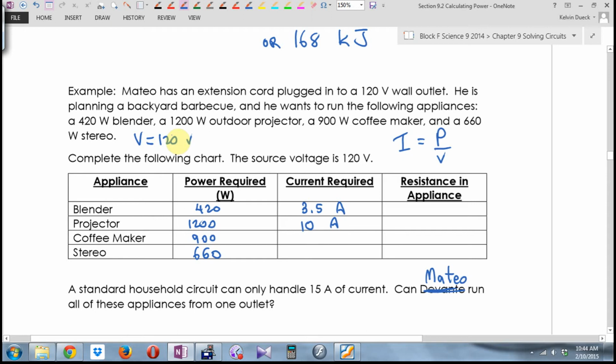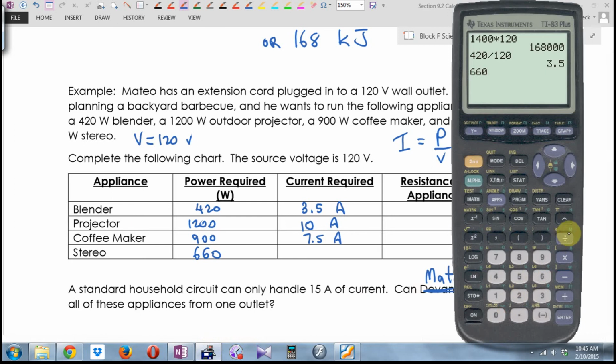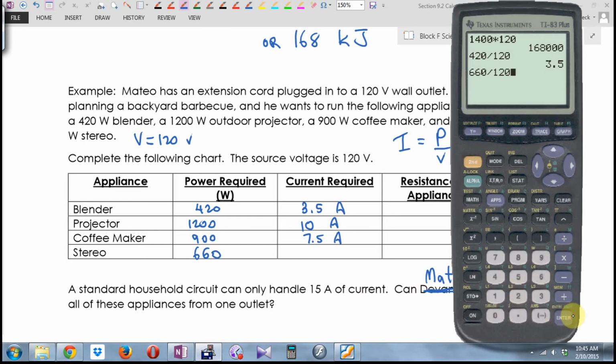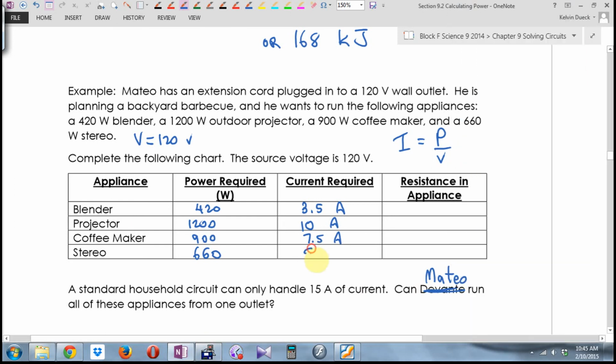How many amps are required to run the coffee maker? 7.5 amps. How many amps are required to run the stereo? 5.5 amps.